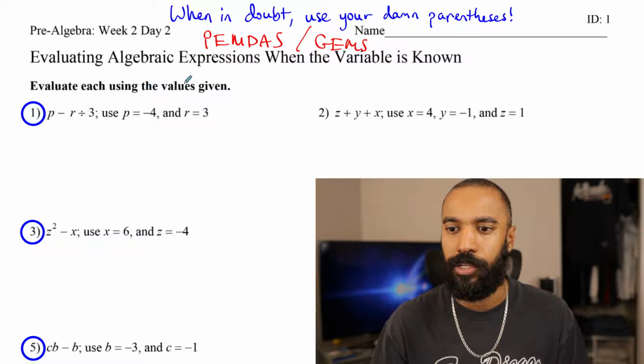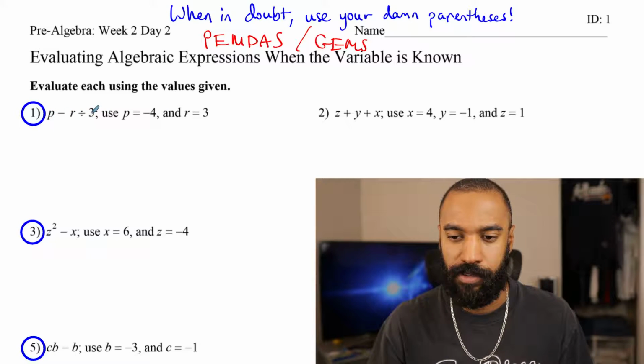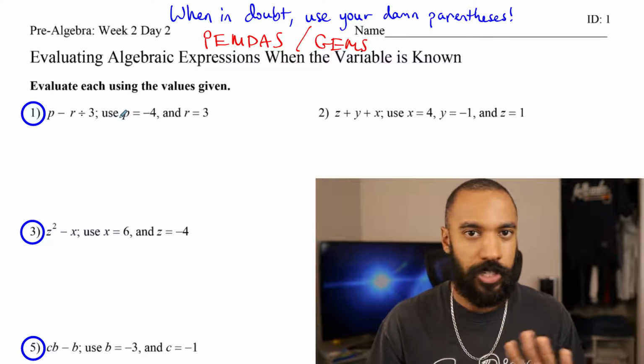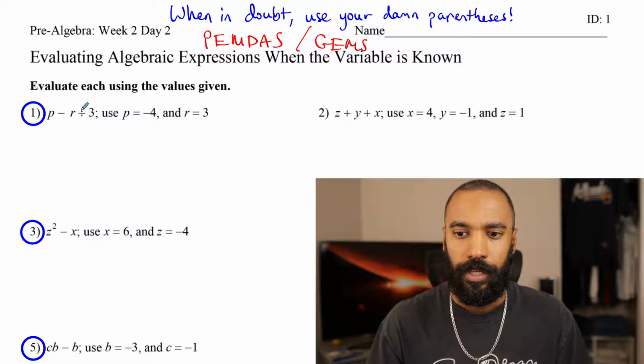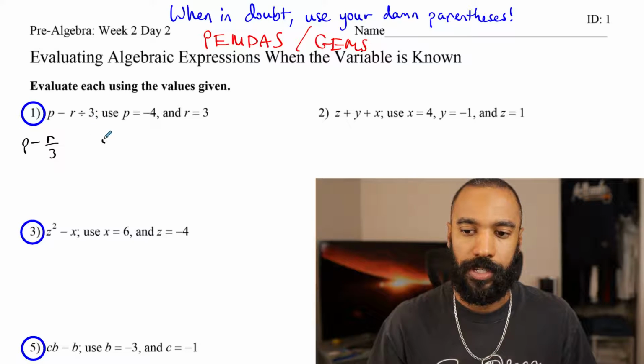Evaluate each using the values given. We have the expression p minus r divided by 3. And then we're going to use p equals -4 and r equals 3. Now the thing, and I'm going to say it once and then I'll be done with it. I might restate it later, but I won't pause for it. This does say divided by 3. So the question is, are we doing p minus r over 3 like that? Or is this p minus r all divided by 3?